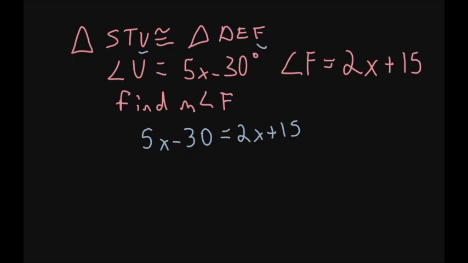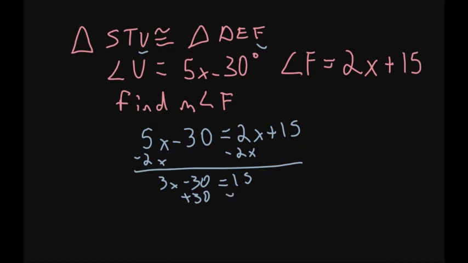So now I start solving. Subtract 2x from both sides. I get 3x minus 30 equals 15. Add 30 to both sides. I get 3x equals 45. And then divide by 3 on both sides. I get x equals 15 degrees.